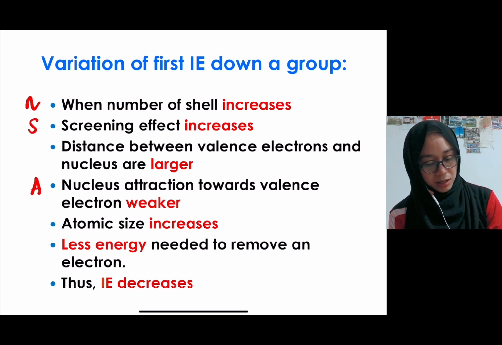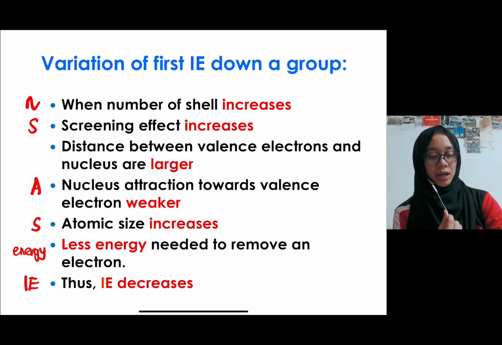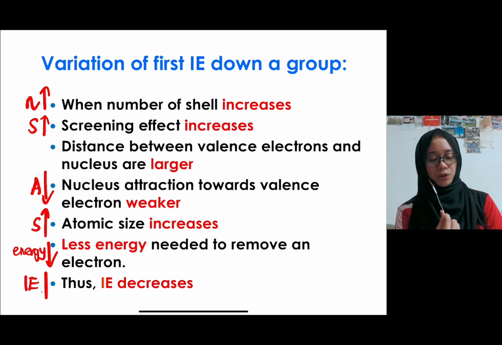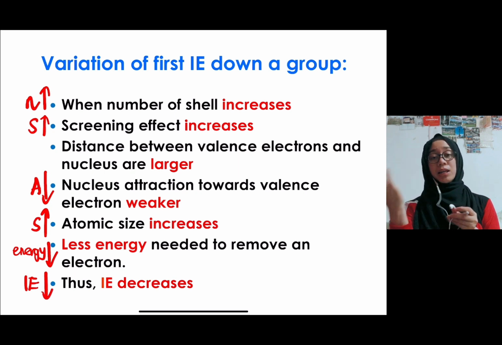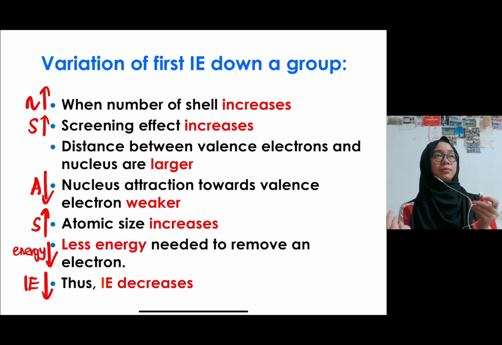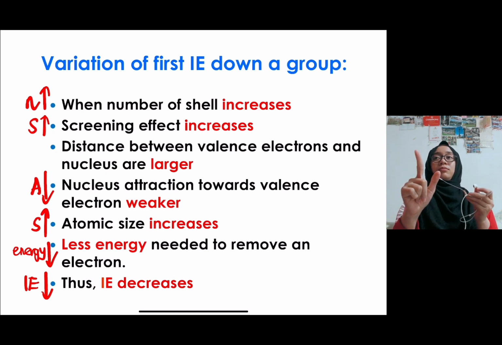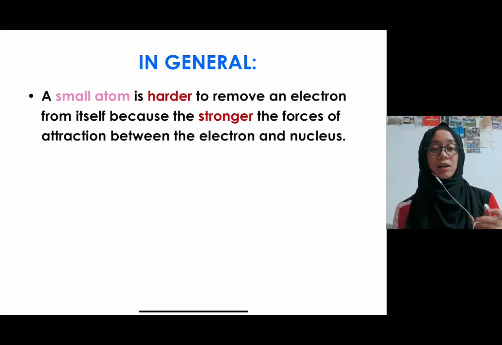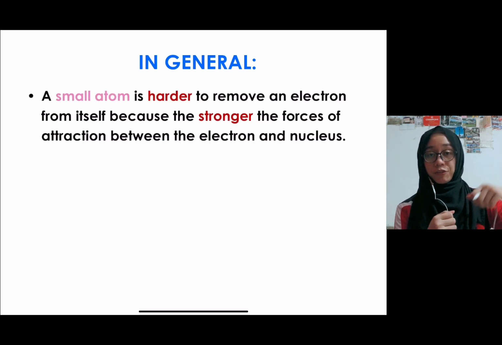So ini adalah ANSAS. Okay, ni A, ni S, and then kita cakap pasal energy, lepas tu kita cakap pasal IE. Okay, so N increase, shielding effect increase, attraction forces becoming weaker, tapi size makin besar. So bila size besar, energy yang diperlukan adalah sangat rendah. Okay, so IE pun akan rendah juga. Okay, so terbalik dengan kita punya going across the period.